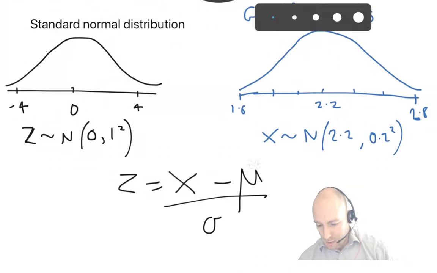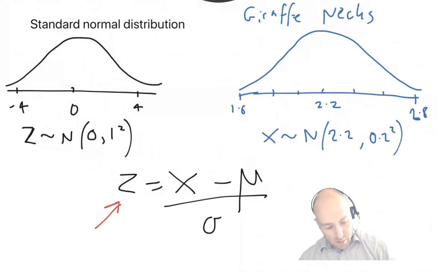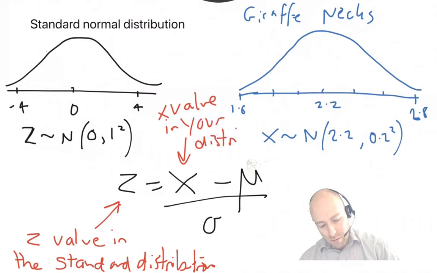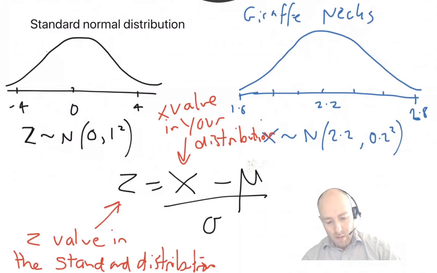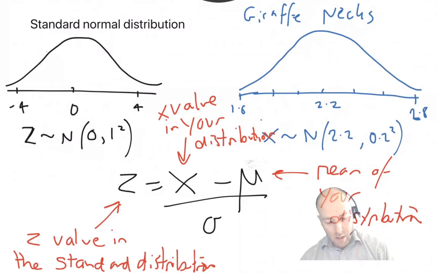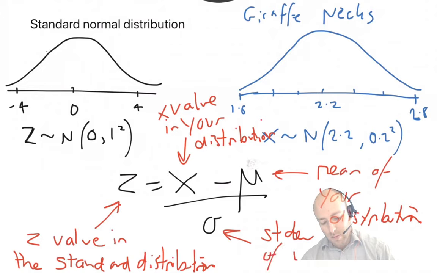So I'm just going to put some labels on this for you guys. So this is your z value in the classic, in the standard distribution. This is the x value in your distribution of whatever data you're looking at. This is the mean of your distribution. And this is the standard deviation of your distribution.